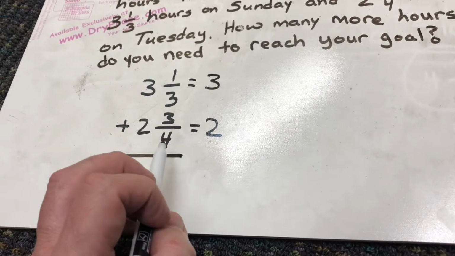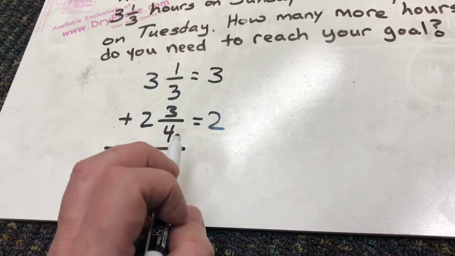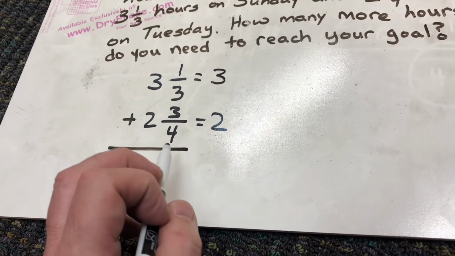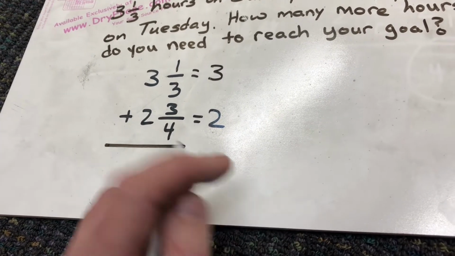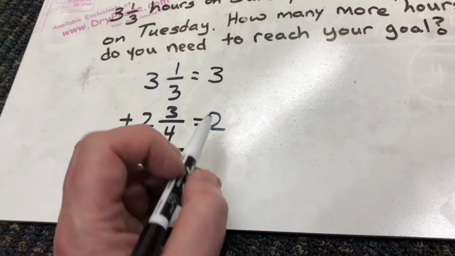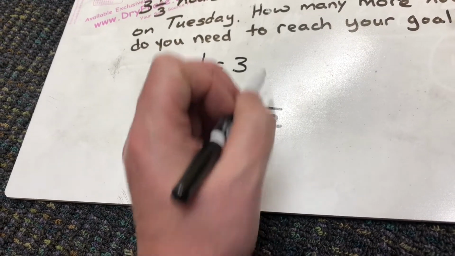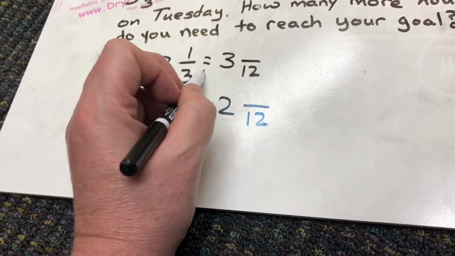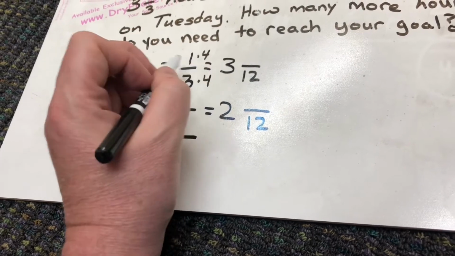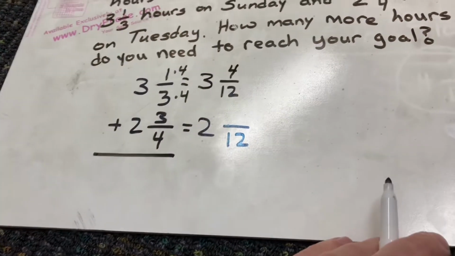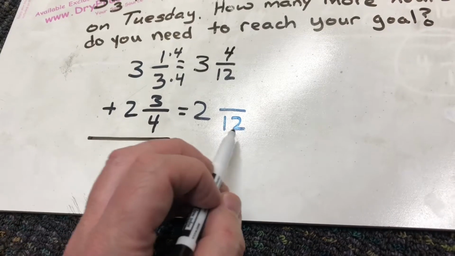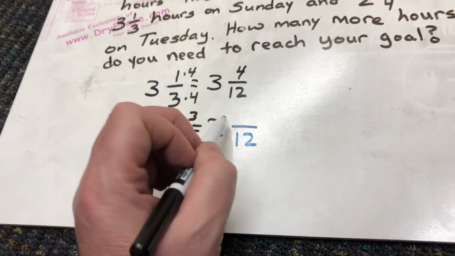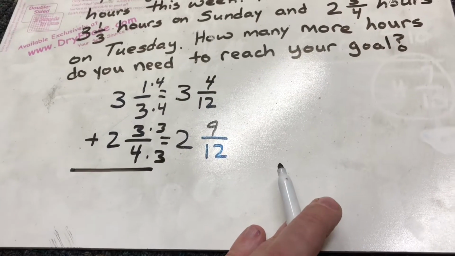Well, 4 times 1 is 4. Can't take 3 times something and get 4. 4 times 2 is 8. I can't take 3 times something and get 8. 4 times 3 is 12. I can take 3 times 4 and get 12. So it's going to be 12. Since 3 times 4 makes 12, I'm going to do 1 times 4, and 1 times 4 is 4. It takes 4 times 3 to make 12, so I'm going to do 3 times 3, and that's going to give me 9.